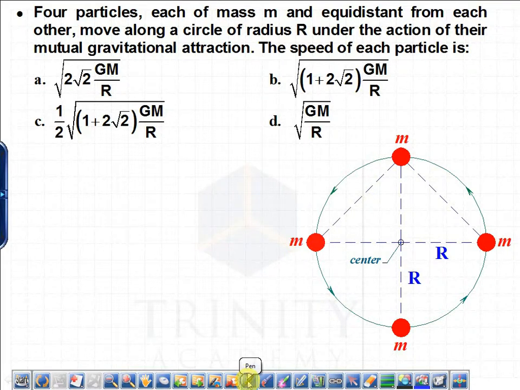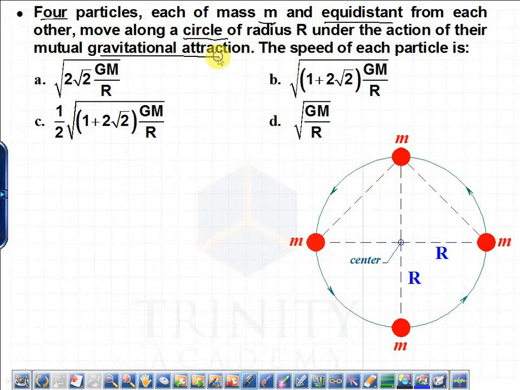Now, according to the problem symmetry, there are four particles, each having mass m, that means they have identical mass. They are equidistant from each other, and further they are moving on a circular path. They are moving under the influence of a force which is provided by their gravitational attraction. The speed of each particle is?